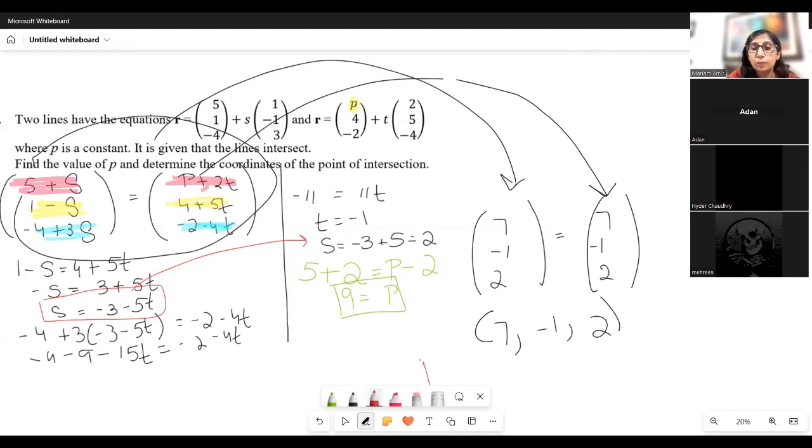If the question had asked for position vector of point of intersection, position vector, then your answer would have been 7i minus j plus 2k. Or since this question is not in IJK format, in the marking scheme, they would also accept 7, minus 1, 2.